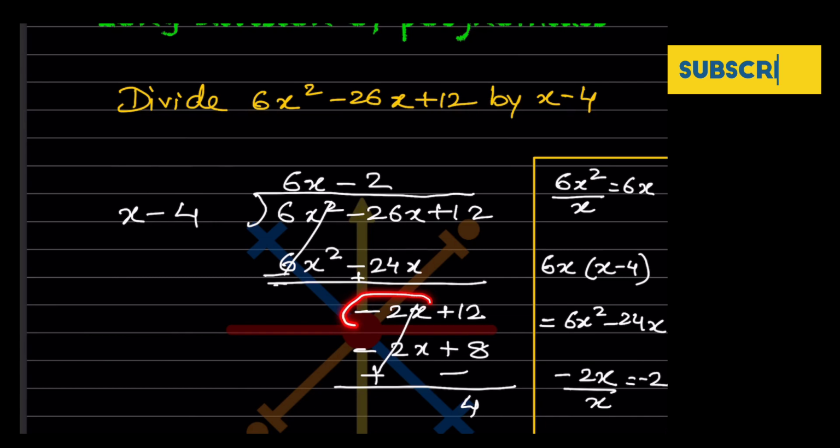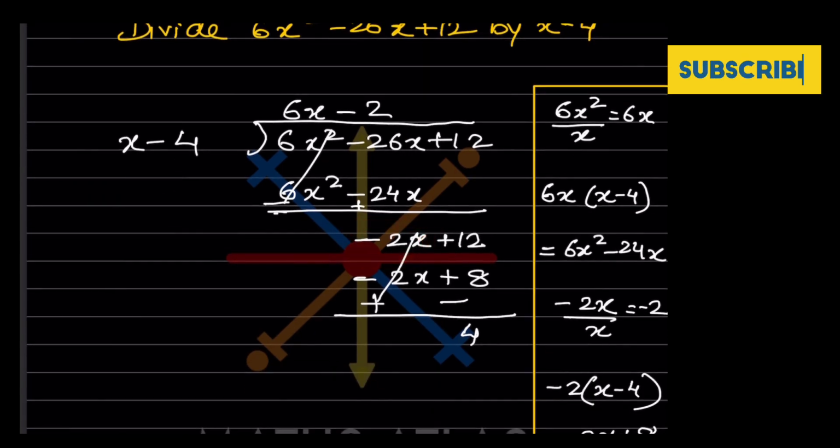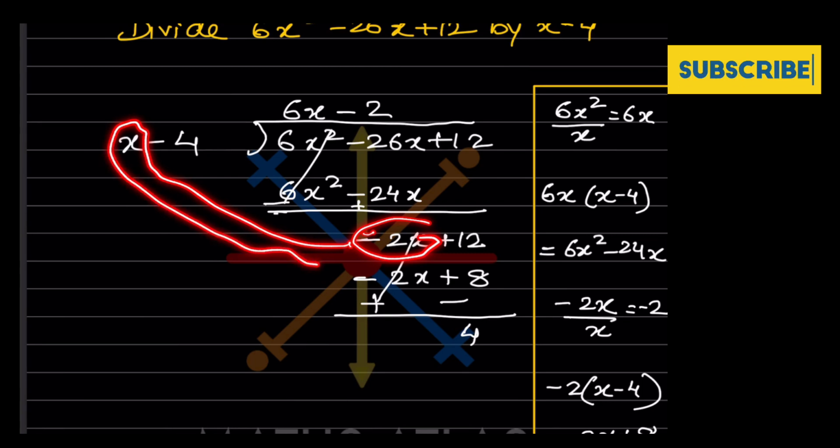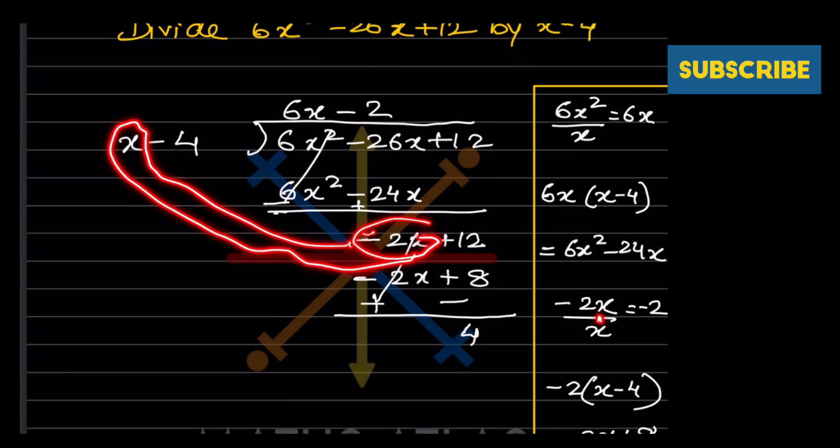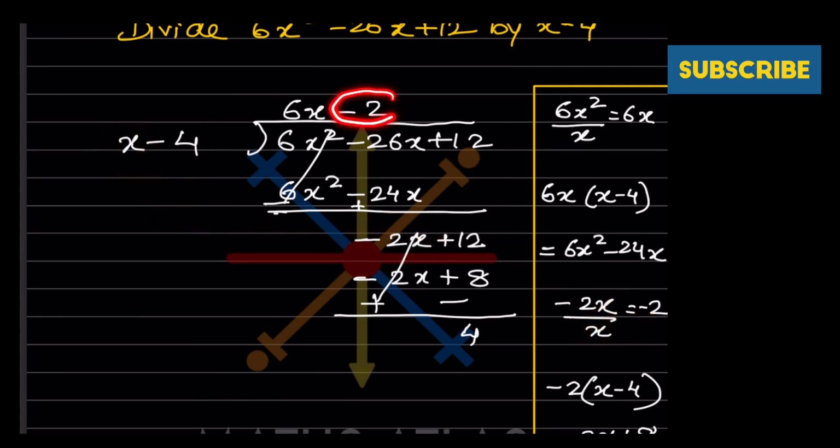Now look at here. This is minus 2x, this part, and this one part. So minus 2x and x: this x and x get cancelled. What remains is minus 2. So that minus 2 you are going to write over here.